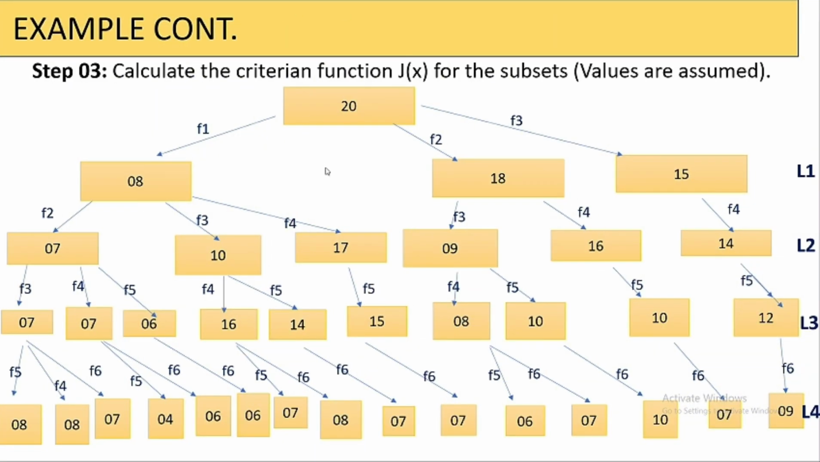Then we have to set the criterion function J(X) for the subsets that we created. Just to show you, I have assumed some values for this criterion function here. For example, in this node, the criterion function value I have set to 20. The immediate child node criterion function values I set as 8, 18 and 15. And likewise.